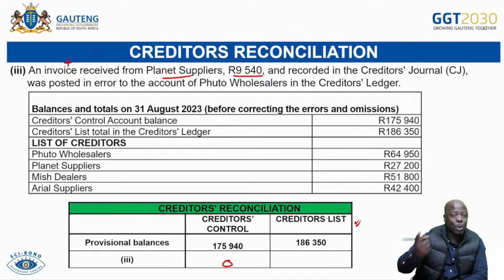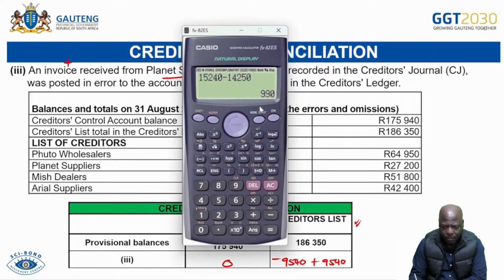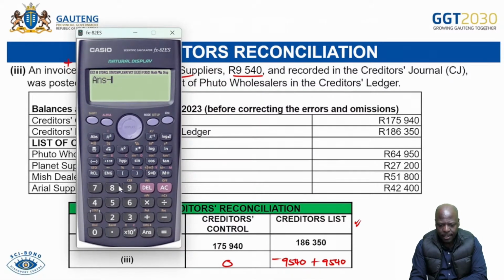We posted it to Puto. It was not supposed to go to Puto. It was supposed to go to Planet. So let's go and take it out of Puto. So if we added incorrectly, we go and we say minus 9540. And then we must take the same amount, and then we now add it to Planet. And Planet is still in the list, plus 9540. And if I do this on my calculator, minus 9540, then I say plus 9540. The answer would be 0.